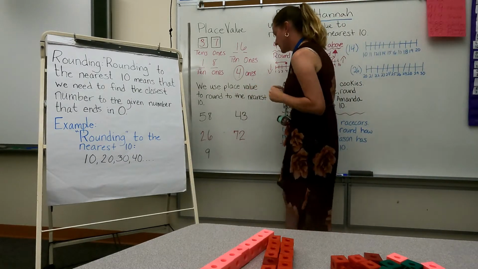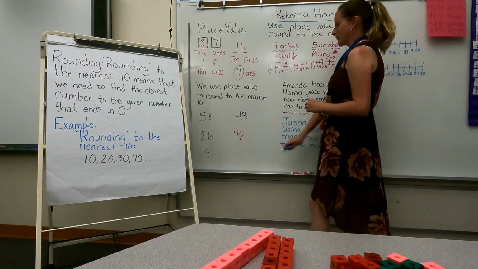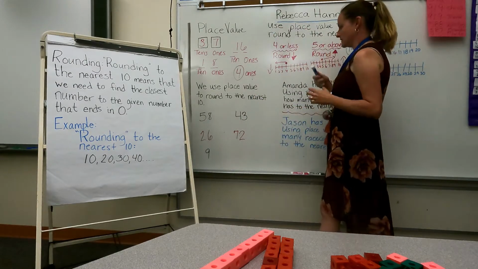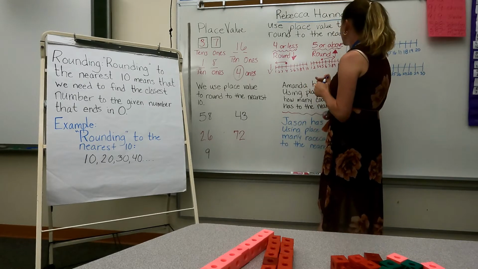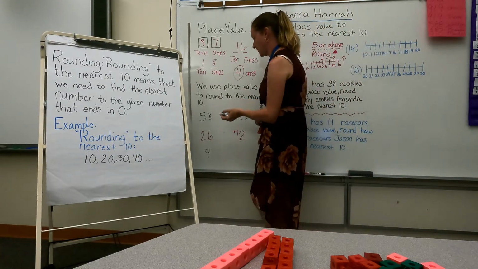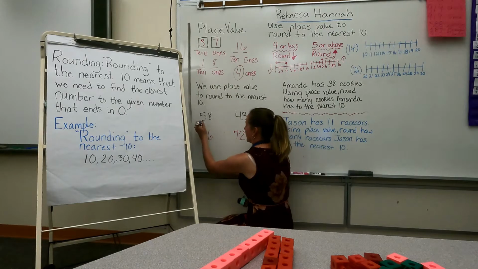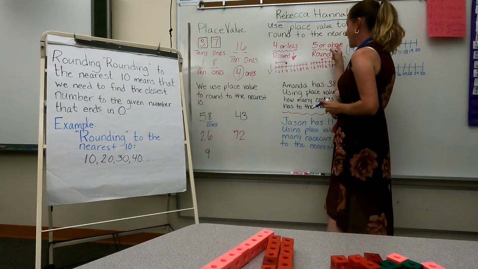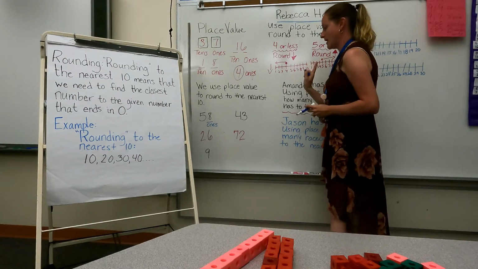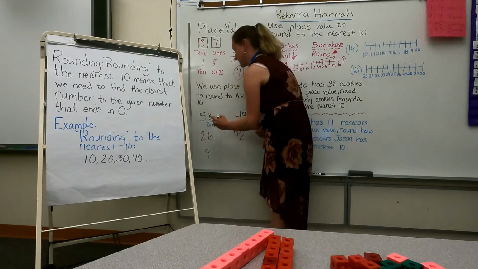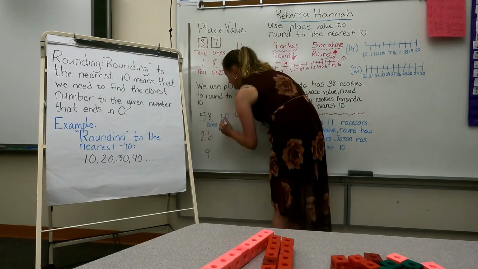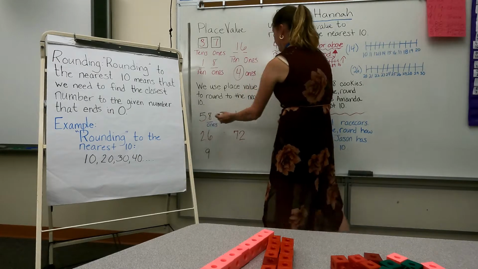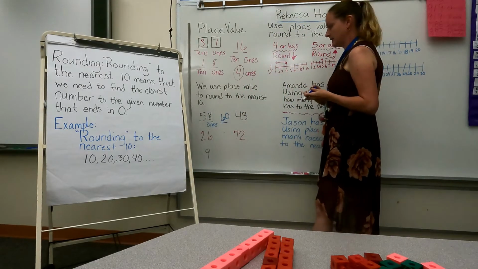Now let's look at these numbers here and go over whether we're going to round up or down and what the number to the nearest 10 would be if we rounded them. So for the number 58, I can see that the number in the ones place is an 8. This number is higher, 5 or above, so we're going to round up. The closest 10 to 58 is 60. 58 rounded to the nearest 10 is 60.